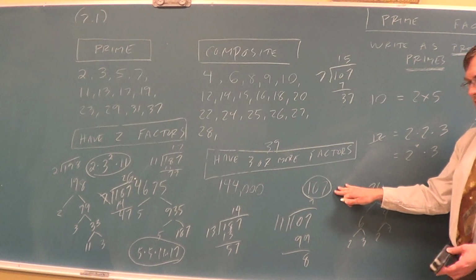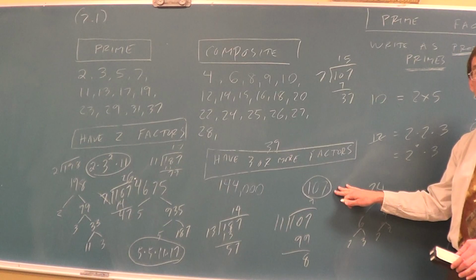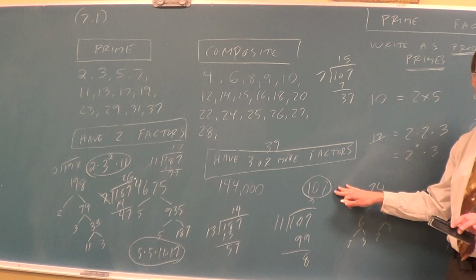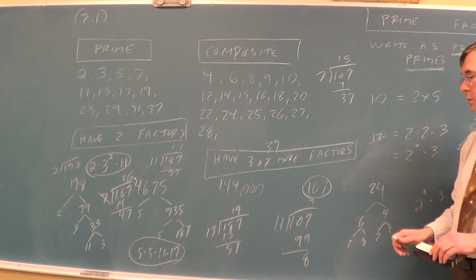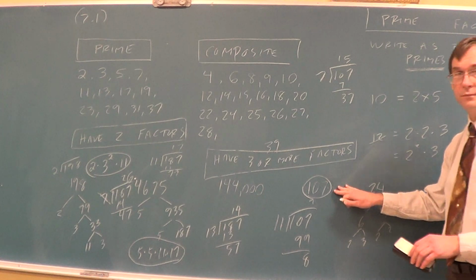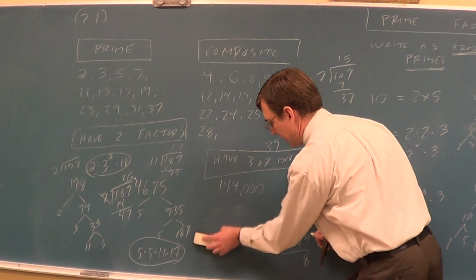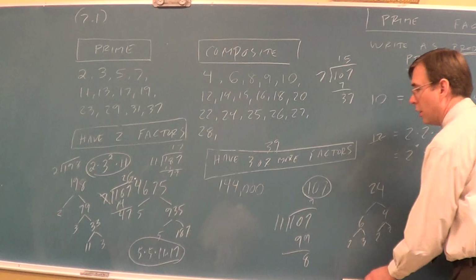Why didn't I put 107 times 1? Because 1 isn't a prime. 1 is not a prime, and I only want primes. Something there? Let's take on this last one, and then we'll call it a day.